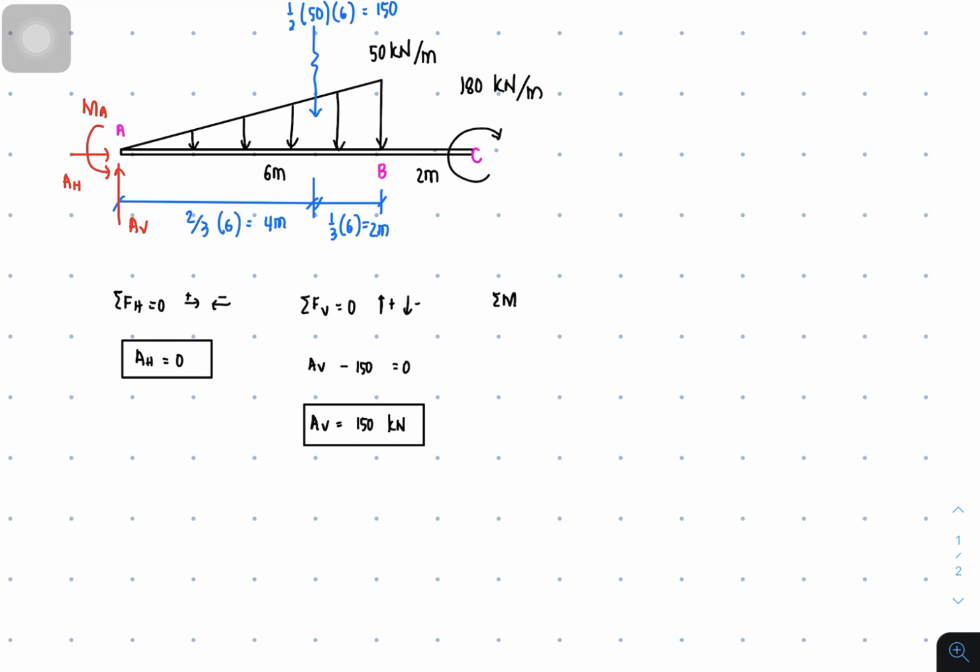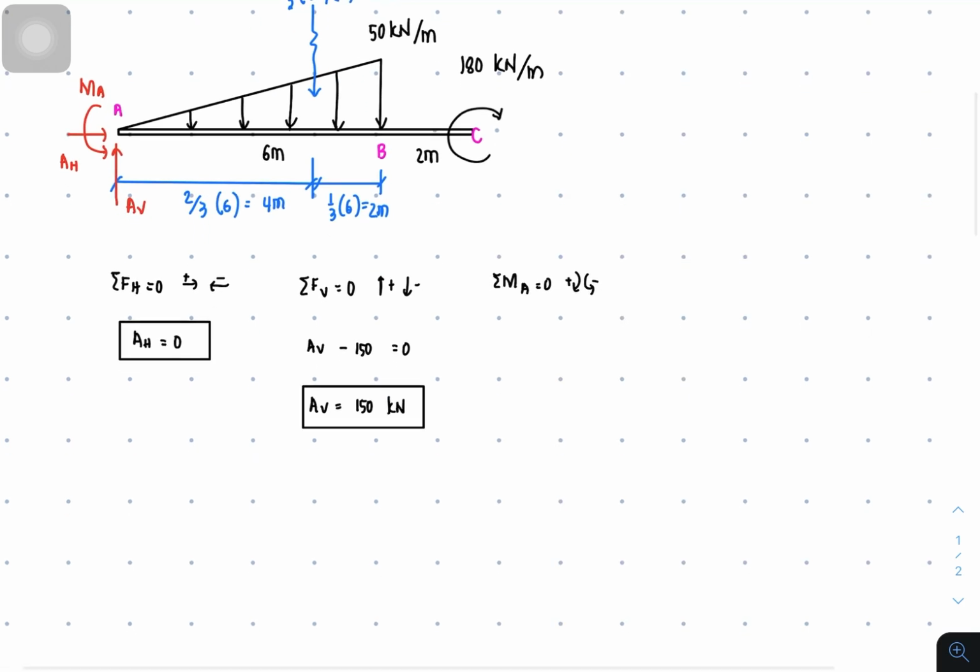Since there is only one support, it's better to use the summation of moments about the support. So it's point A. You always rotate at the support to get the reaction. Since there is only one support, you choose point A. No choice. So clockwise positive, counterclockwise negative.